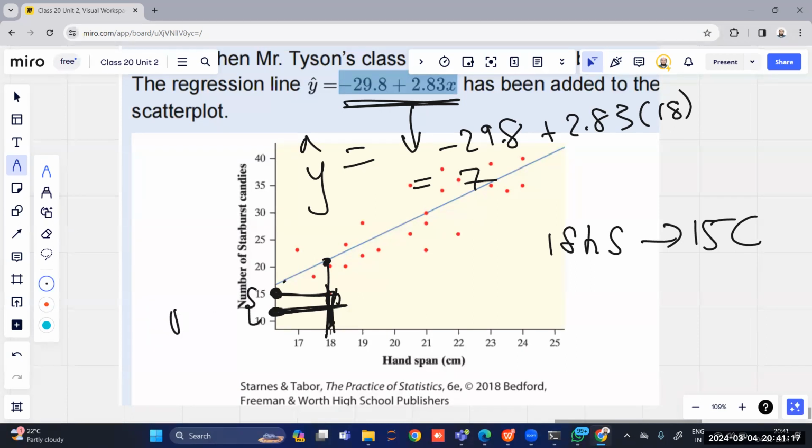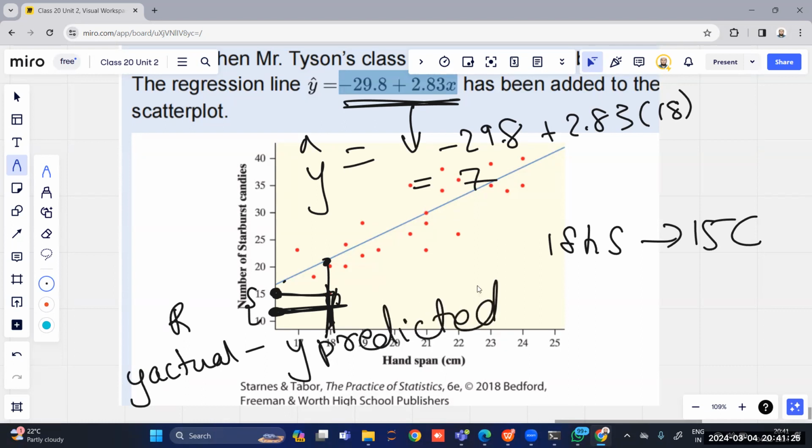So this error, y actual minus y predicted, will give you the value of the residual.